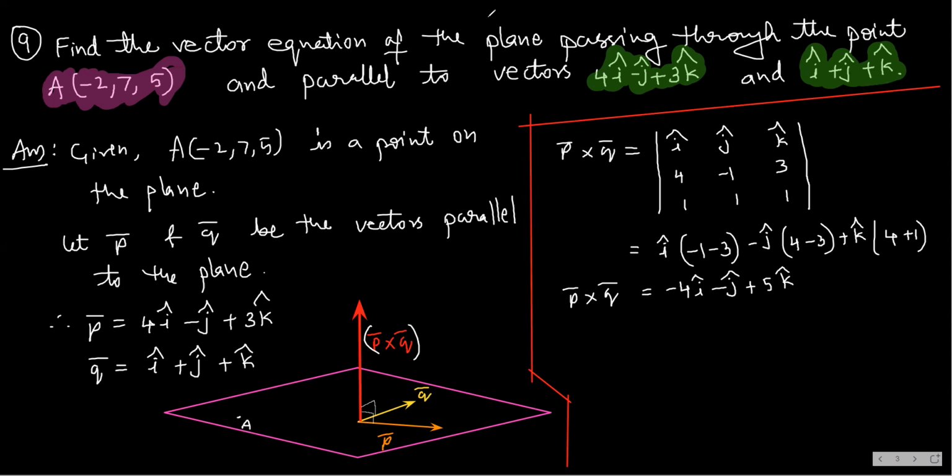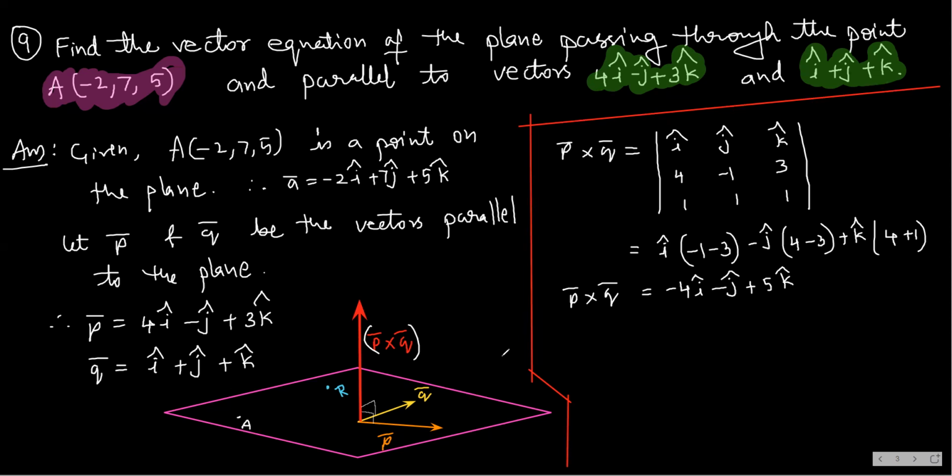The next step you all know. We will take a variable point R on the plane. Remember one more thing. I am given point A as this. So what will be A bar? A is the given point on the plane. Therefore, A bar will be minus 2 I cap plus 7 J cap plus 5 K cap.